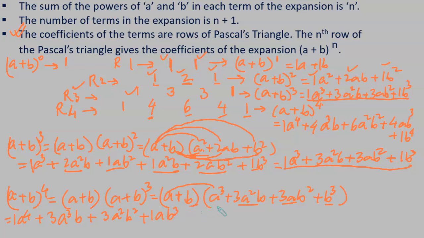Again, b times a cube is plus 1a cube b. B times 3a square b is plus 3a square b square. B times 3ab square is plus 3ab cube. And finally, b times b cube is plus 1b to the power of 4. Okay.